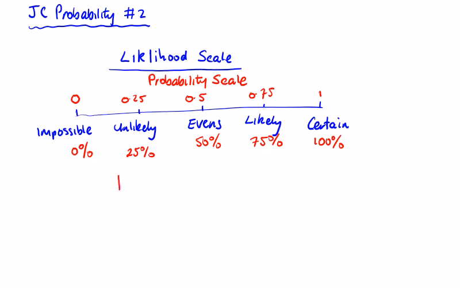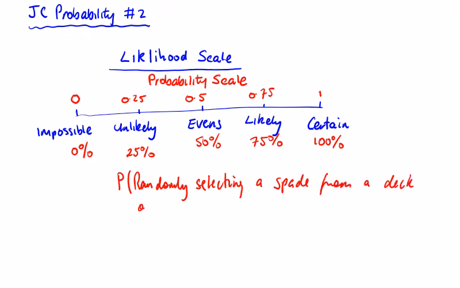Okay, probability of 25%. Probability of randomly selecting a spade from a deck of cards. There are 4 suits, so randomly selecting a spade. The probability, there's 13 of them out of 52, which you can see would be equal to 1/4.